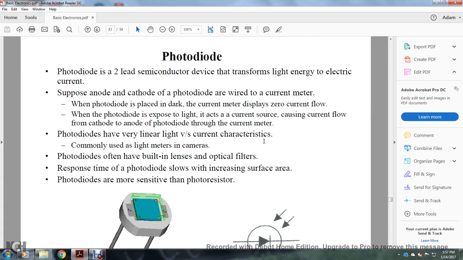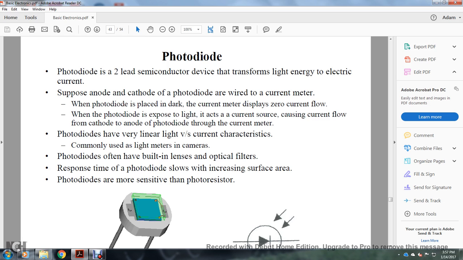Alright, your photodiode is a two-lead semiconductor device that transfers light energy to electric current. Anode and cathode of the photodiode are wired to a current meter. When the photodiode is placed in the dark, the current meter displays zero current flow. When the photodiode is exposed to light, it acts as a current source, causing current to flow from the cathode to the anode of the photodiode through the current meter.